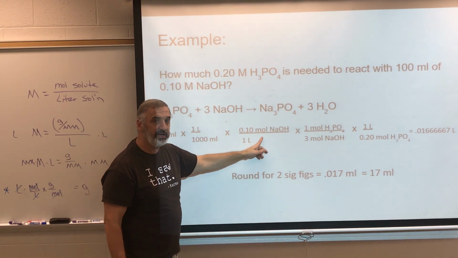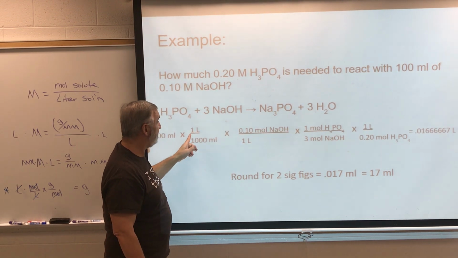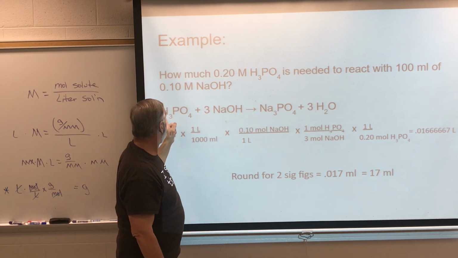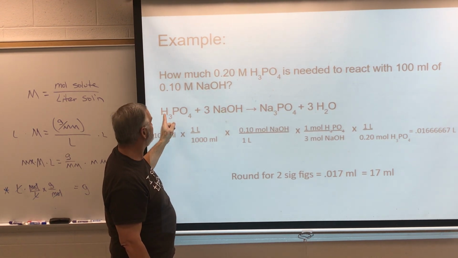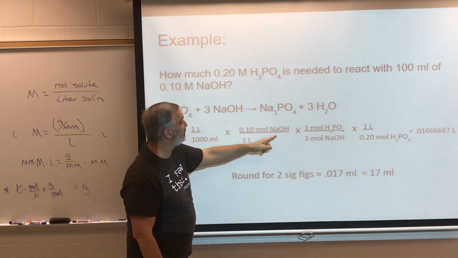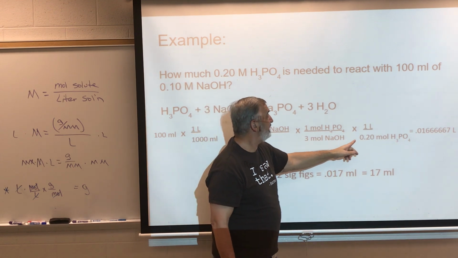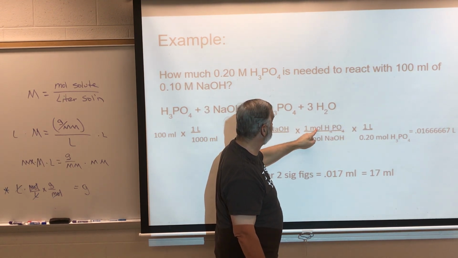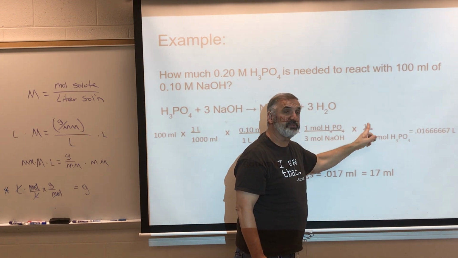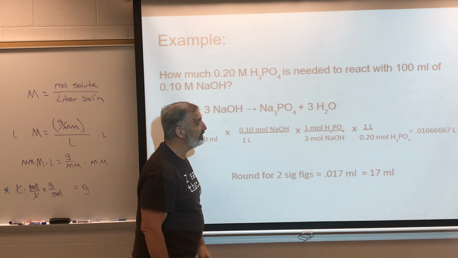Multiply that by the molarity, which gets me moles. Okay, liters are now canceling. Then I use the mole ratio, 1 mole of H3PO4 phosphoric acid for every 3 moles of NaOH. So it's always what you're looking for over what's given. Moles of NaOH needs to go on the bottom. And then I'm going to use the molarity, but since moles is on top, I'm going to put the 0.2 moles over 1 liter. I'm going to put the 1 liter on top here because I need moles to cancel out.